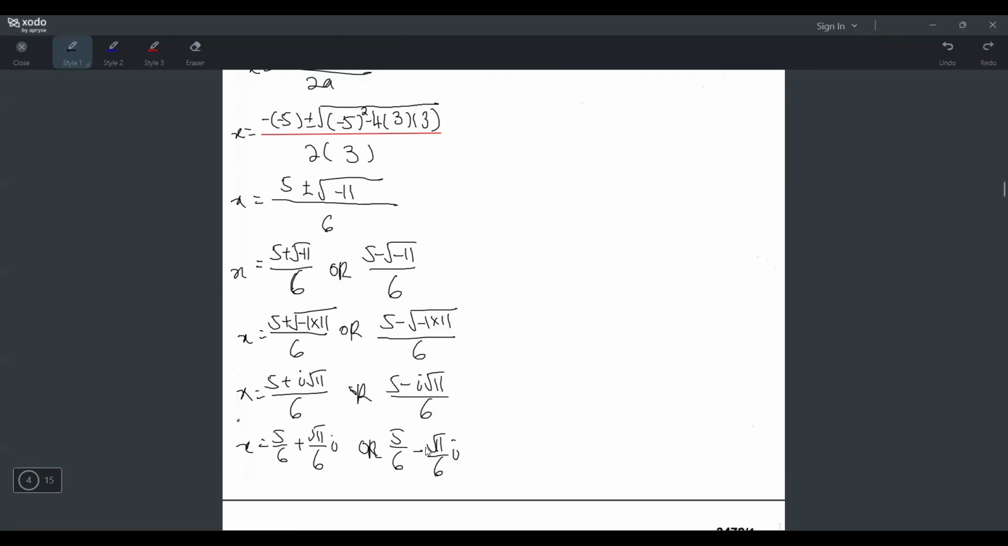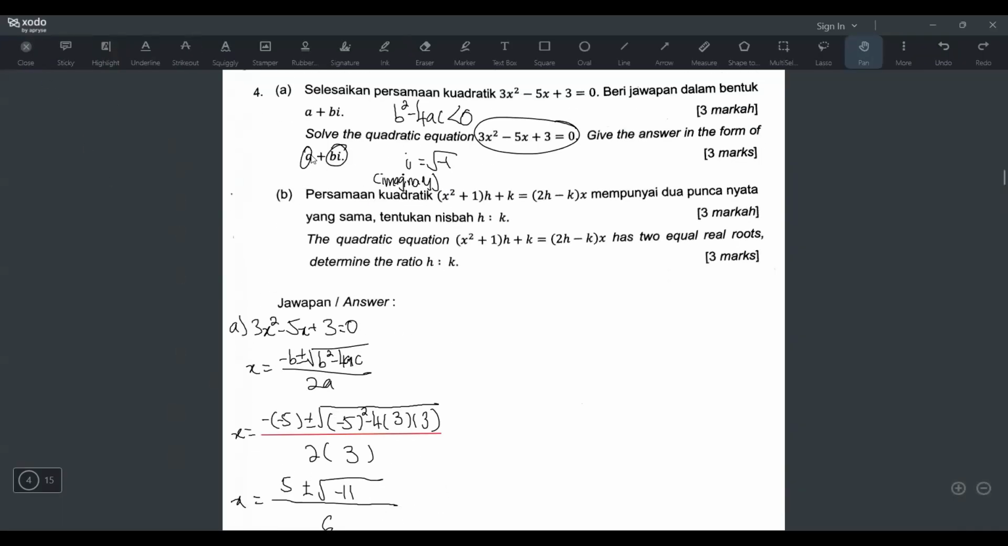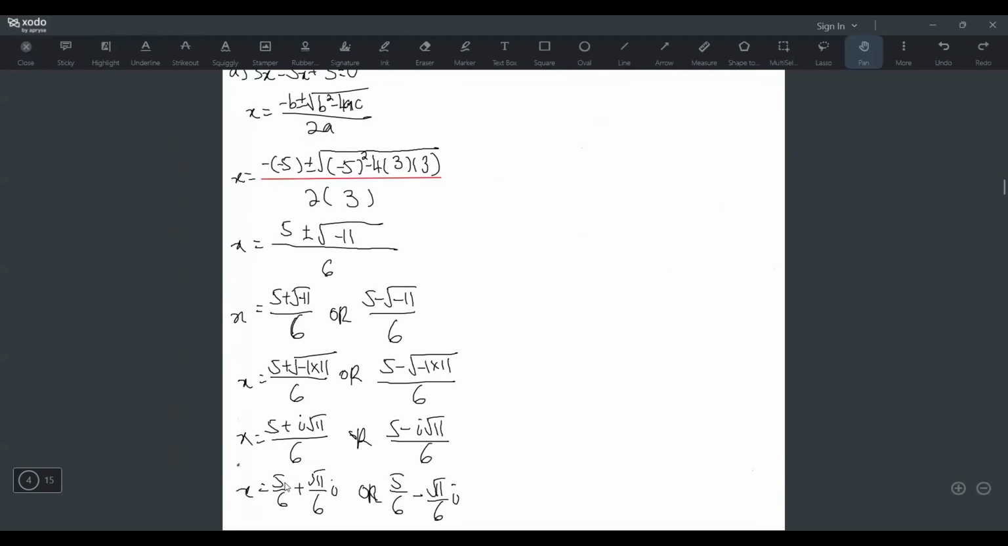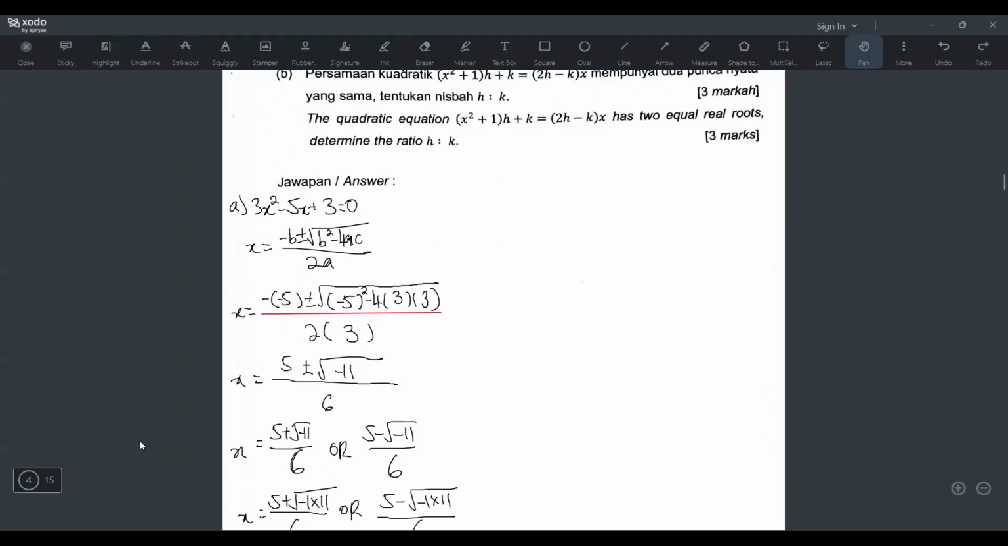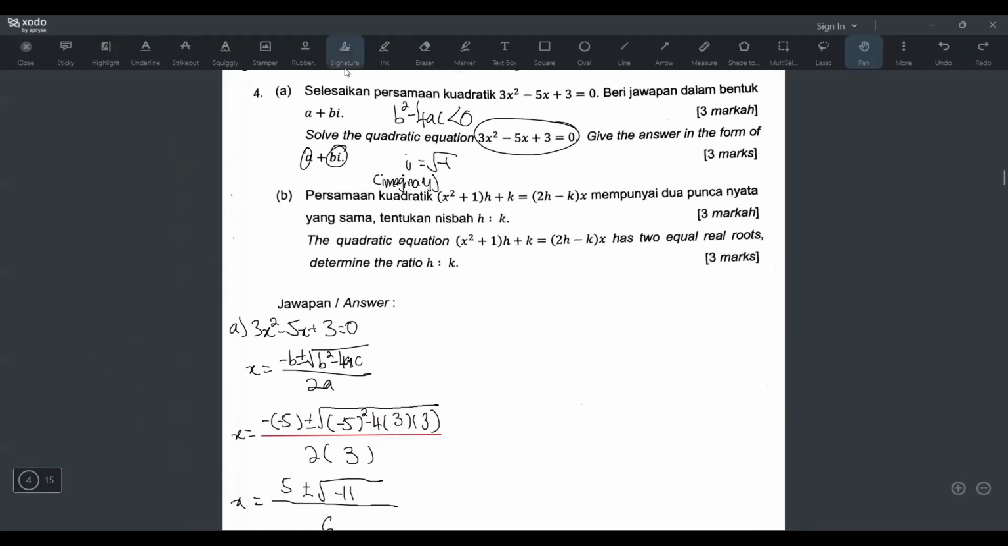Okay, so these are the two answers in this form, a plus bi. It means a is 5 over 6, b is square root 11 over 6, or a is 5 over 6, b is negative square root 11 over 6. Macam tu lah. Okay, sudah siap? Ini jawapan A. Okay, now we can do B.